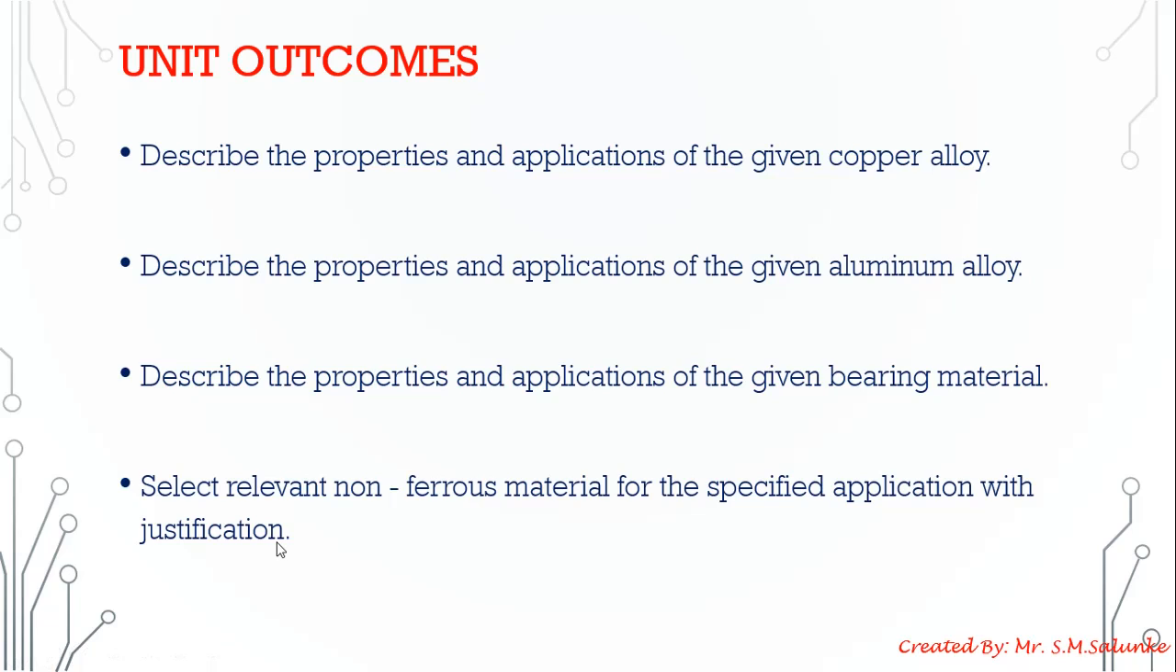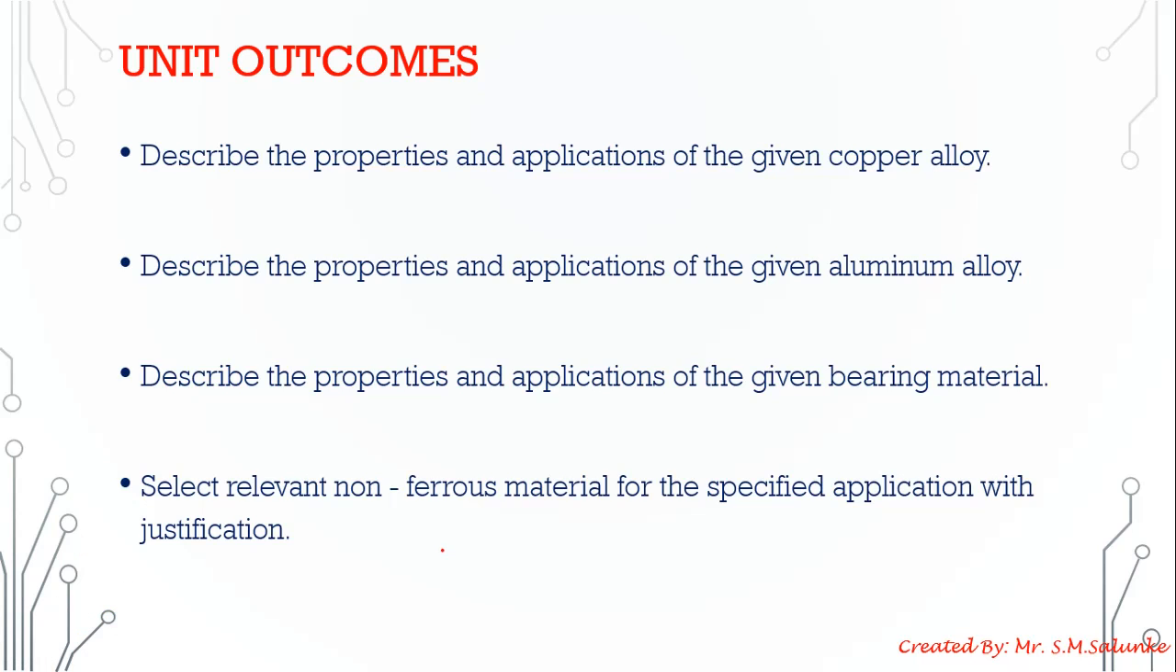First one is describe the properties and applications of given copper alloy. Next one, describe the properties and application of given aluminum alloys. Then describing properties and application of given bearing materials, and finally select relevant non-ferrous material for specified application with justification.